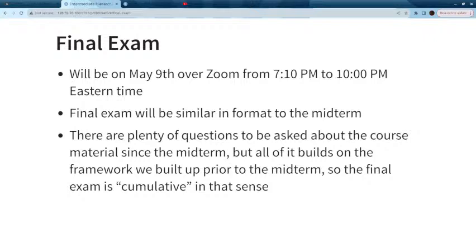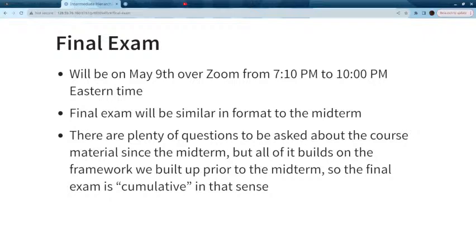Similar in format, really identical, but slightly longer than the midterm. And it's cumulative in the sense that Bayesian is cumulative. We've done a whole bunch of stuff since the midterm, but all of it is built on the framework we were building up prior to the midterm. So it's not like you can say, oh, I don't have to study probability because that was before the midterm. We're still using probability for everything that we do.